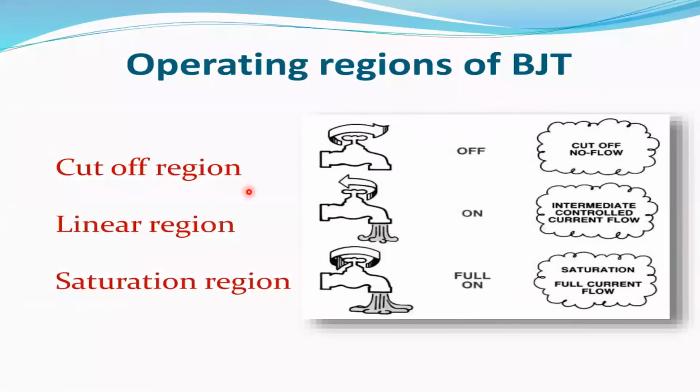Operating regions of BJT. It is divided into three regions: one is the cutoff region, one is the saturation region, and the other one is the linear region. Cutoff has no current flow. Intermediate, controlled current flow is there in the linear region, and in the saturation region, there is full current flow. That is, full-on current flow will be there.